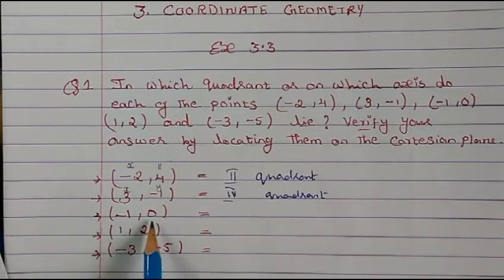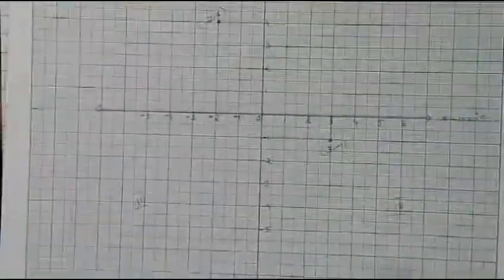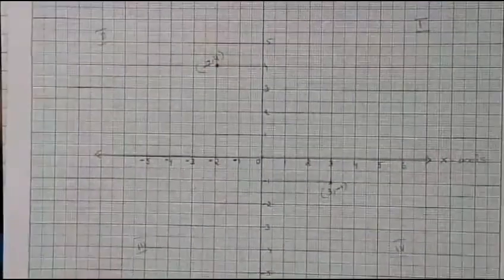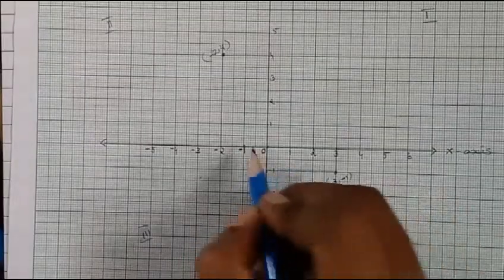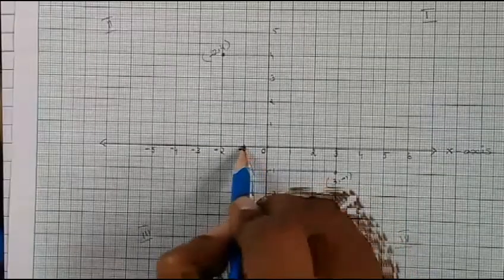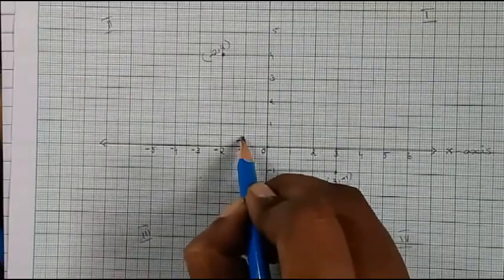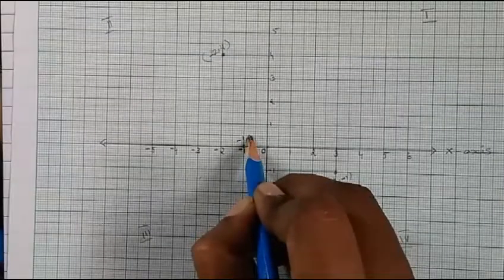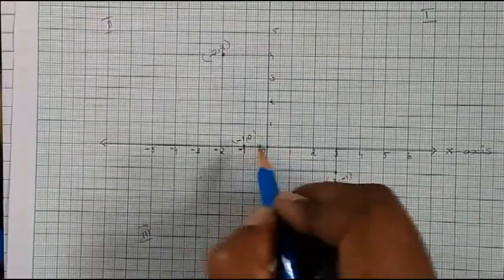So next, minus 1 and 0. So x is minus 1, y is 0. So minus 1 and 0. So minus 1 on x is here, and 0 for y direction, 0 is here only, because this point is minus 1 for x, but for y it is 0 and the point lies here.